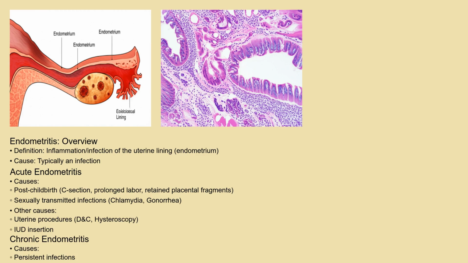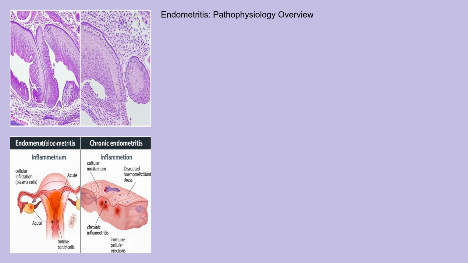Chronic endometritis, on the other hand, is often associated with persistent infections, retained placental tissue, or bacterial vaginosis. Sometimes it can occur with no identifiable cause, making diagnosis more challenging. Let's delve into the how and why of endometritis. The pathophysiology depends on the type of endometritis present.